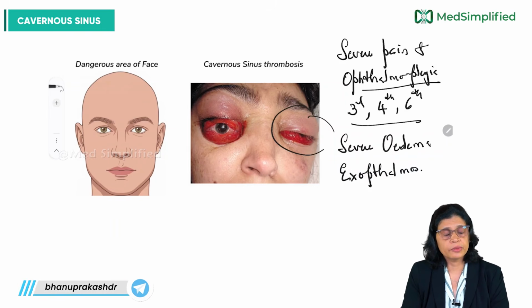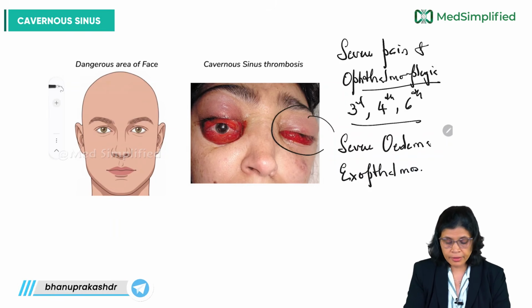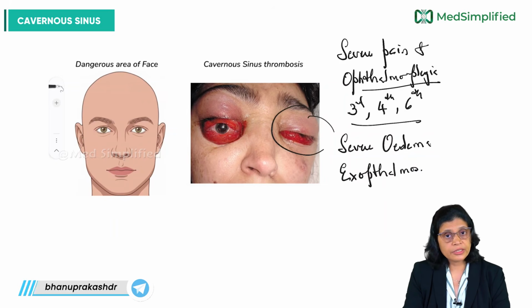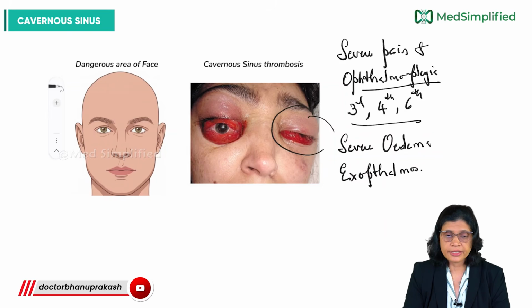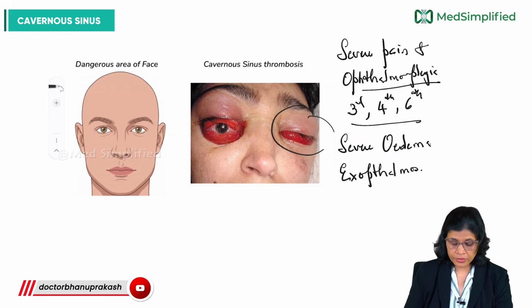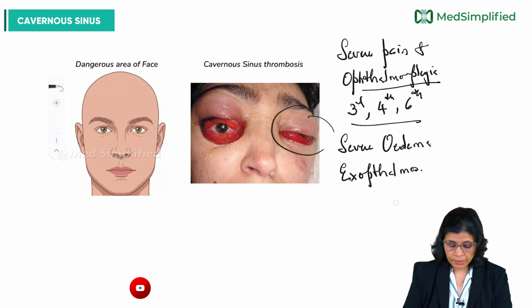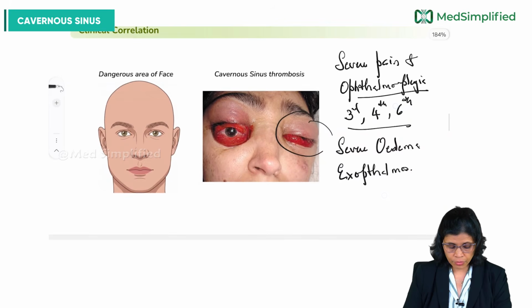And that is mainly due to the congestion of the orbital veins. So this unilateral cavernous sinus thrombosis can become bilateral because of the connection, that is through the anterior and posterior intercavernous sinus. Okay, so because of which the infection from one cavernous sinus can spread to the other one. So this is all about the cavernous sinus thrombosis.